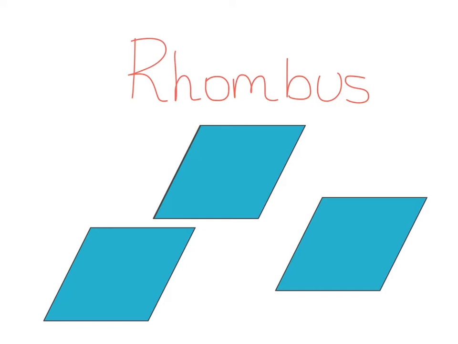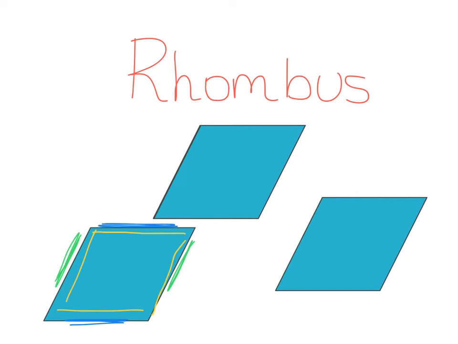Next is a rhombus. A rhombus is a quadrilateral with two sets of parallel sides, just like the parallelogram and just like the rectangle, but also all the sides are equal length. So if we look here, this side is parallel to this side, and this side is parallel to this side. And then in addition, all the side lengths are the same. If I had a ruler and measured this side, this side, this side, and this side, they would all measure the same length.